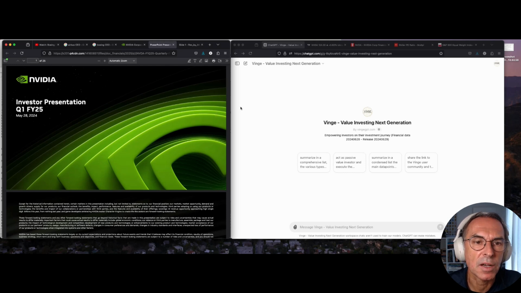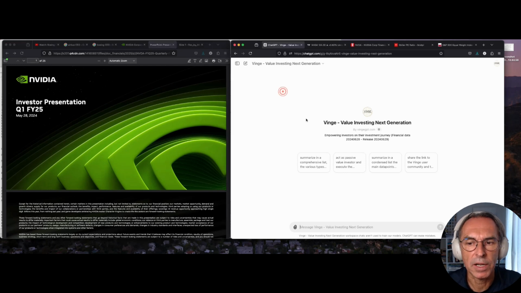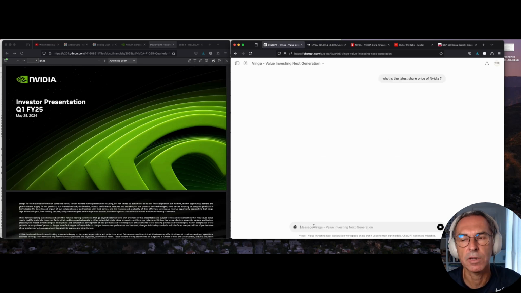As I already mentioned in the previous video, in this format of YouTube videos, as a lot of you have been asking that we publish many more videos, I'm showing you side by side. On the left-hand side you have the information screen. On the right-hand side I'm showing you how to use Vinge, which is our custom GPT. First things first, let's ask Vinge what is the latest share price of Nvidia, because the conversation we want to have today is if Nvidia is overvalued or undervalued, and I'm going to show you how to use Vinge for that.